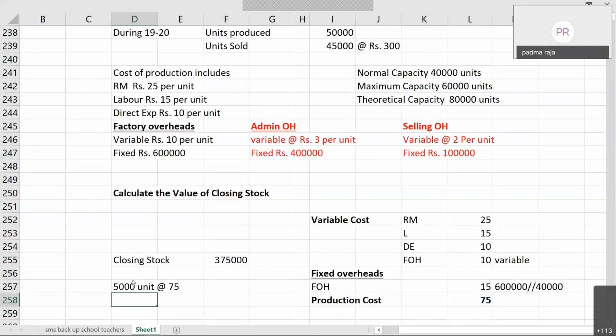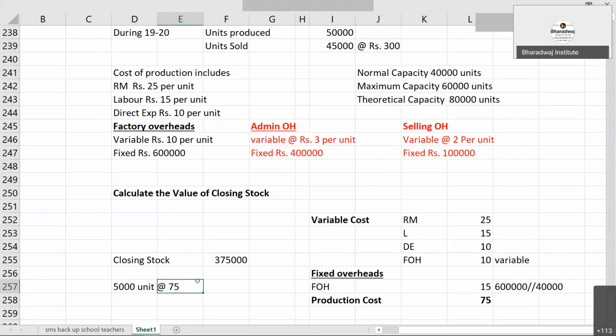Yes, sir. Selling price is 300. Selling price is 300, so we won't take that. 75 is the cost of production. We will consider that. This model question can be tested in the exam.